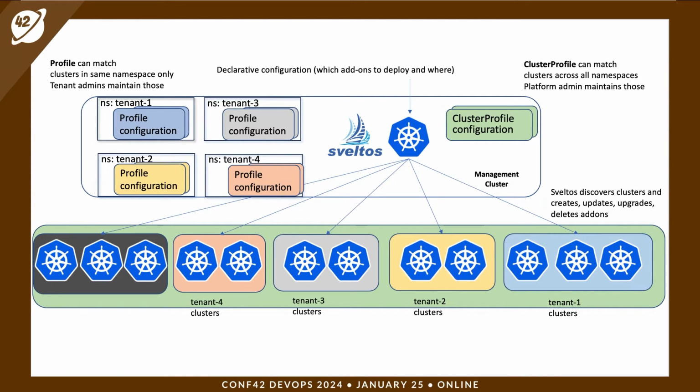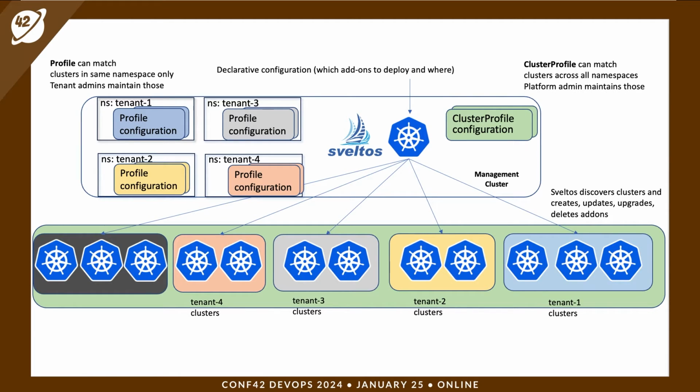So tenant1 at this point can put his own profile configuration, and this profile configuration is only going to be deployed on clusters which are defined in the same namespace. In this case, the managed clusters with the blue background. The tenant2 admin can put his own configuration, and it's going to create his own profile configuration in the namespace that has been assigned to tenant2. And this profile configuration put by the tenant2 admin is only going to affect clusters which are in the same namespace. In this case, the managed cluster with the yellow background.